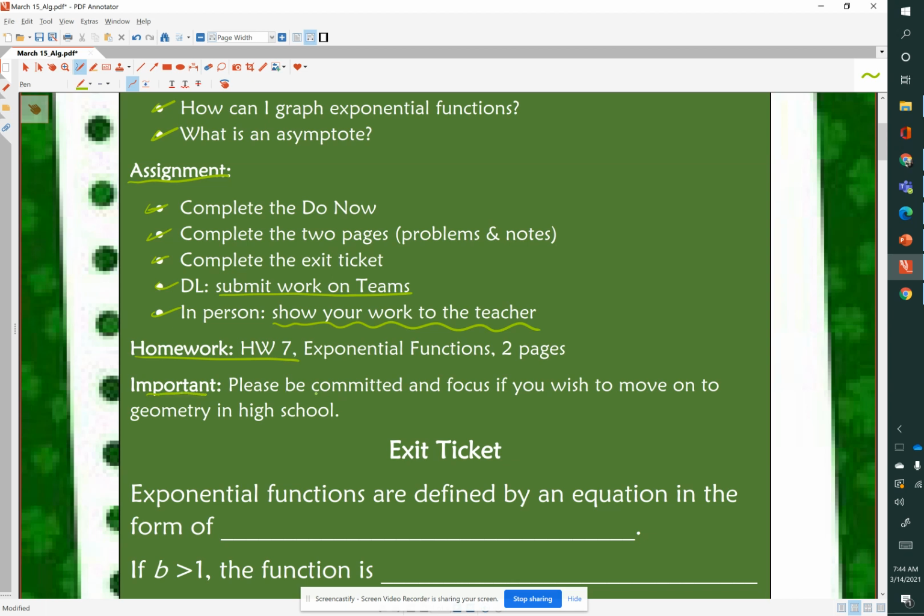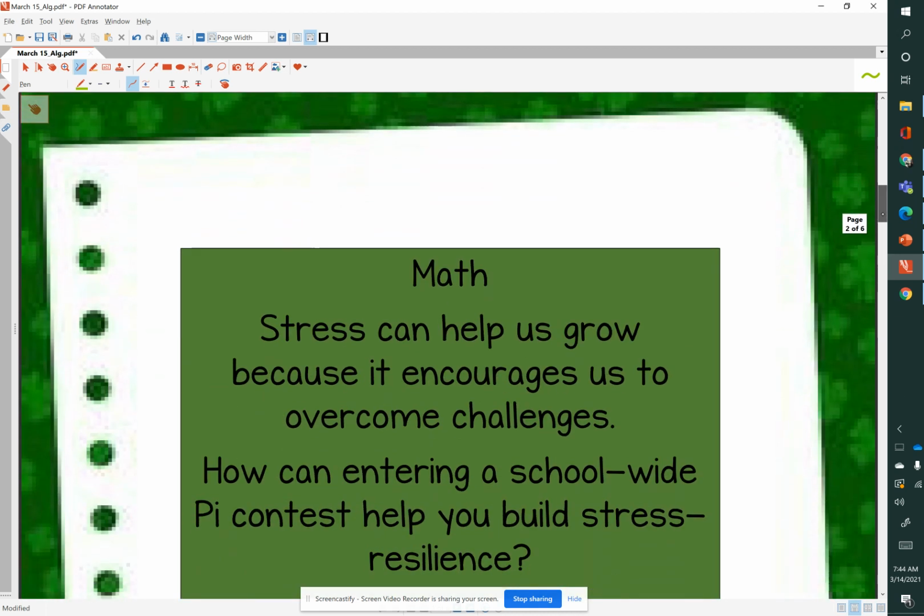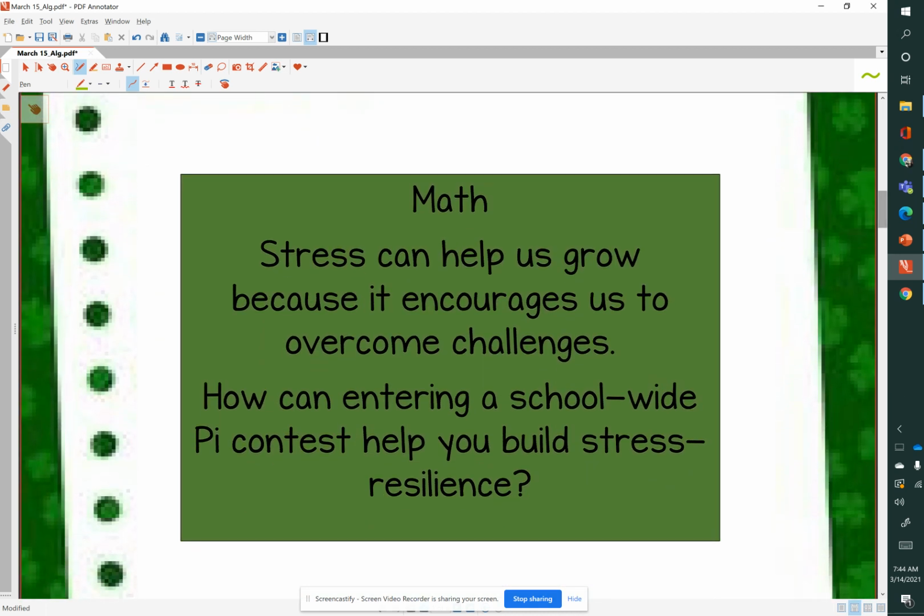Important, I want you to please be committed, and I want you to focus if you wish to move on to geometry in high school. We're moving into some of the more difficult concepts in algebra, so you need to really practice every night with that homework. We will come back to our exit ticket, but for now, I want you to think about this question.